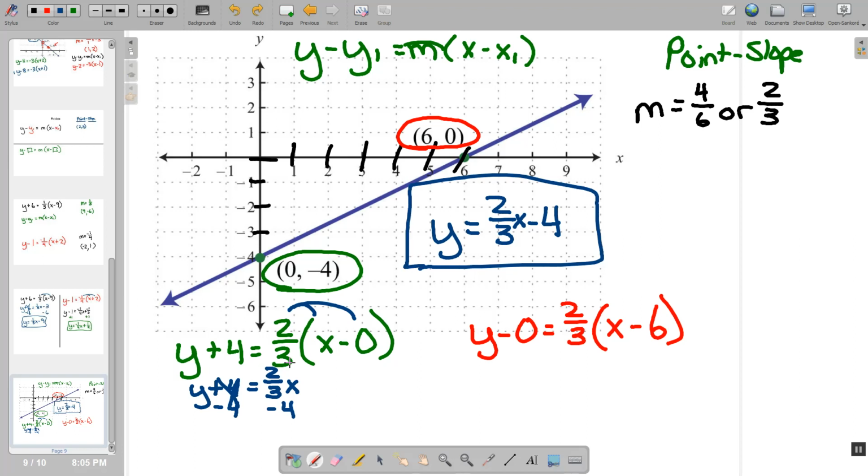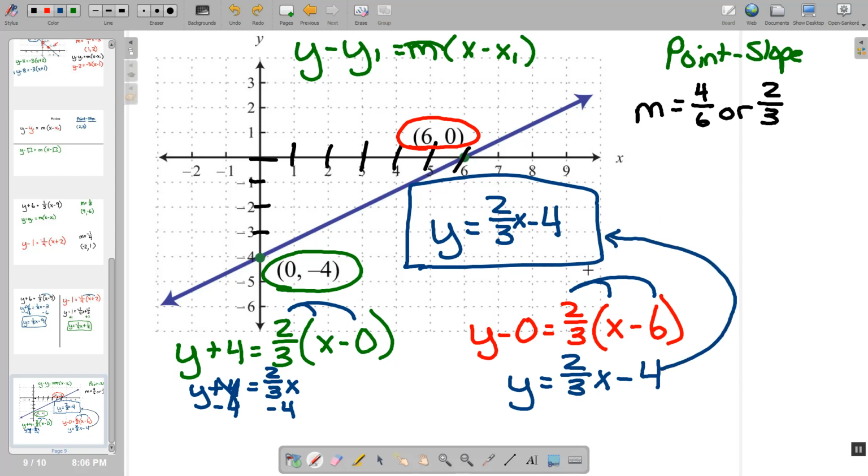And if we noticed, this equation gave us point-slope form. Let's see if that happens over on the right side. So subtracting 0 can be ignored. So it's y equals 2/3 x minus 2/3 of 6, you probably guessed it, is -4. So we notice that no matter which point we used, we still got back to the same slope-intercept form equation.